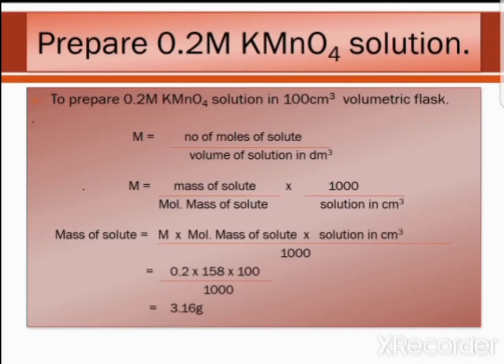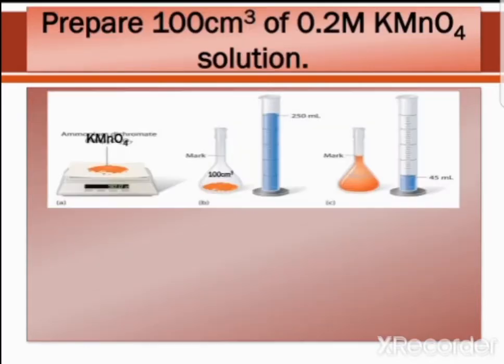Now by putting the value of molarity as 0.2, molecular mass of KMnO4 is 158 into 100, which is the volume of solution in cubic centimeter, divided by 1000. Our calculated answer is 3.16 grams. For the preparation of solution, we will take 3.16 grams of solute KMnO4.